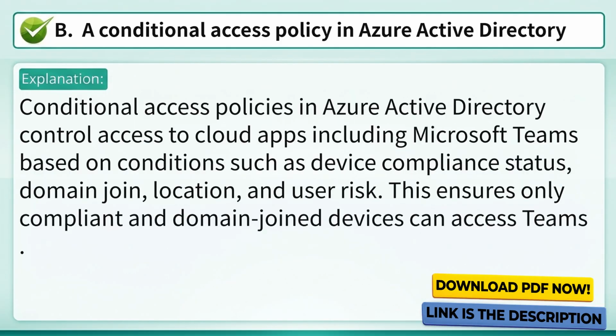Correct answer, B. A conditional access policy in Azure Active Directory. Explanation: Conditional access policies in Azure Active Directory control access to cloud apps including Microsoft Teams based on conditions such as device compliance status, domain join, location, and user risk. This ensures only compliant and domain-joined devices can access Teams.